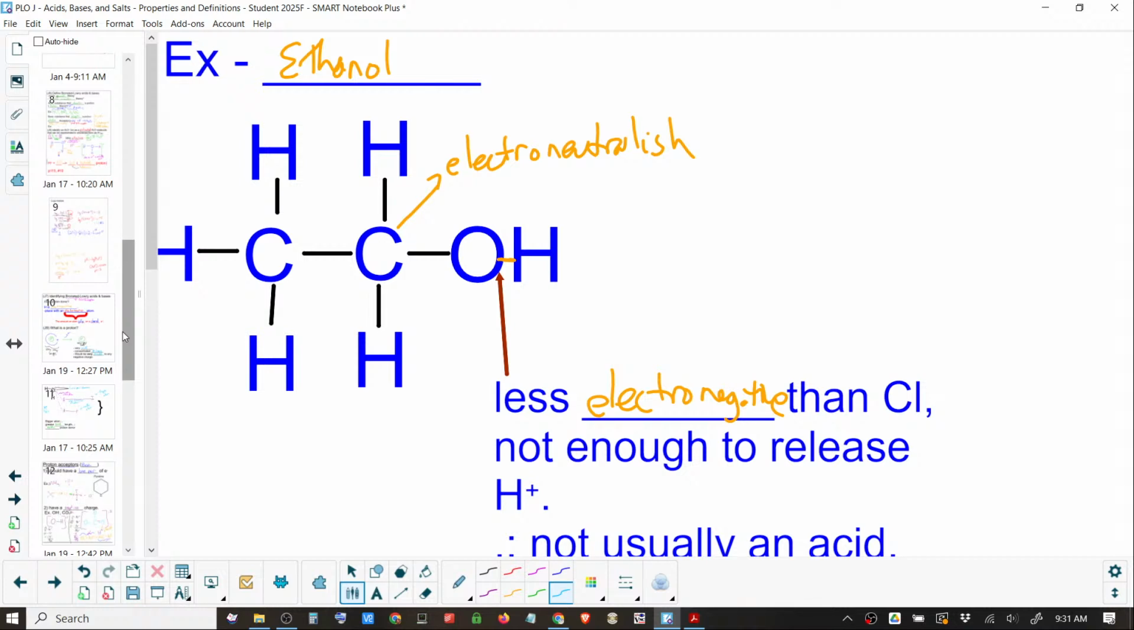Do we need to know how to draw the Lewis diagrams in this? If you knew how to write those ones, literally those three, that probably would be helpful.